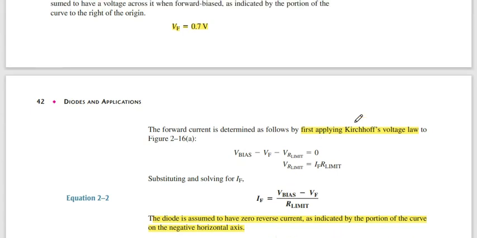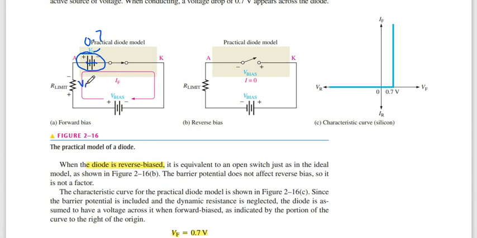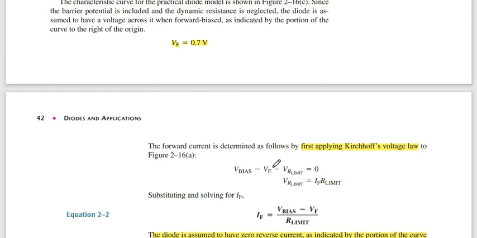By applying Kirchhoff's rule, what happens? We start from V bias, the positive terminal, and go through VR and VF. V bias minus VR minus Vf is equal to 0 if we apply Kirchhoff's rule. So VR is V bias minus Vf.